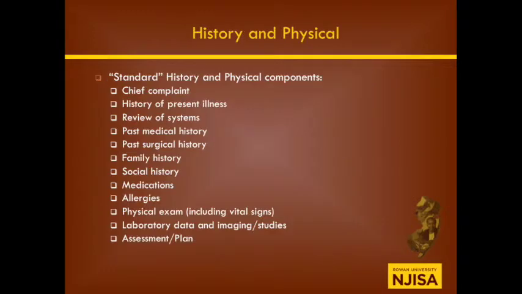If you look at the components of a standard history and physical, you have chief complaint, HPI, review of systems, past medical history, past surgical history, family history, social history, medications, allergies, physical exam, laboratory data, imaging and studies, and finally your assessment and your plan. So that is great. That's what you are learning in this class on Doctoring 2.